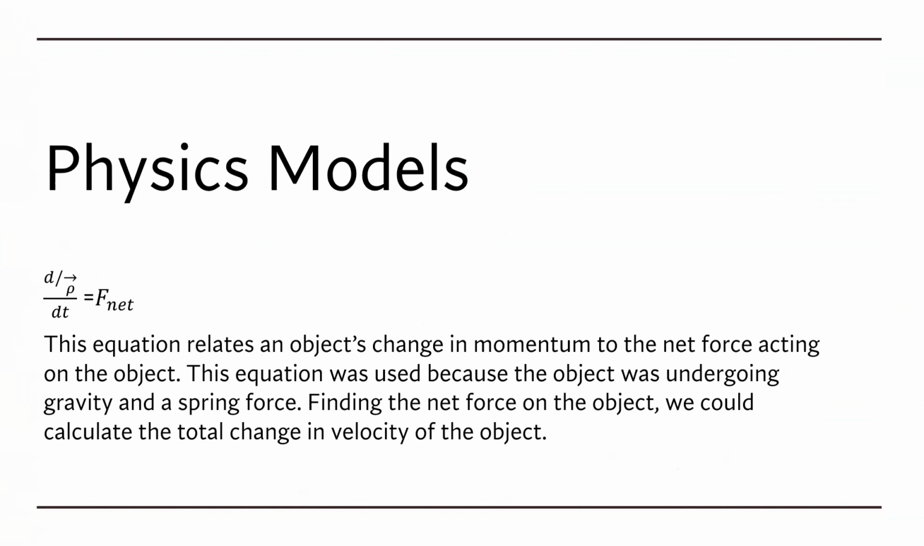Newton's second law relates an object's change in momentum to the net force acting on the object. This equation was used because the object was undergoing gravity and a spring force. Finding the net force on the object, we could calculate the total change in velocity of the object, helping us iterate its position.